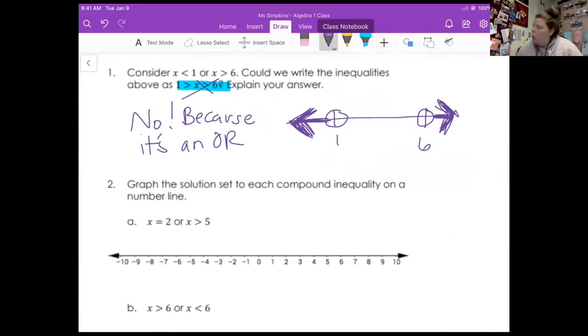So let's look at a few or problems. x equals 2, that's our first situation. So we're just going to have a dot above 2. Or x is greater than 5. So if we have a circle around 5, the greater numbers are where? Which way are the greater numbers? You got two options, right or left? Right.